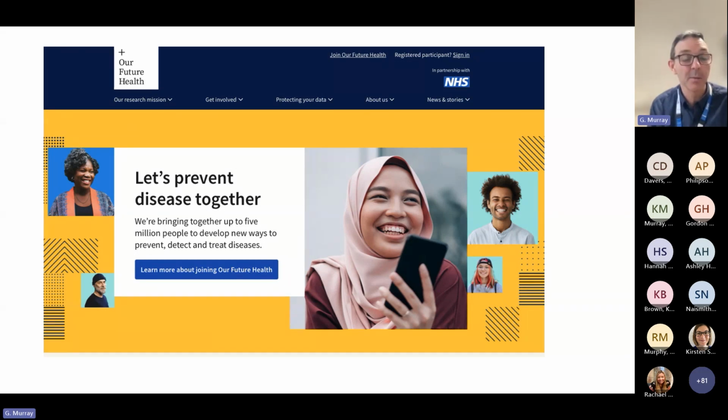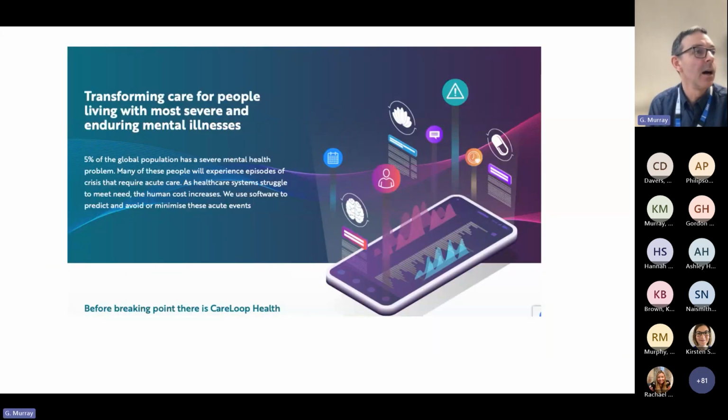Then I think it's important for mental health to be in there and not being left behind really on this. So we've got some omics work. We also are offering a mobile phone app to patients to fill in their symptoms. We're using the Care Loop app, which patients can self-report psychotic symptoms and mood symptoms on.